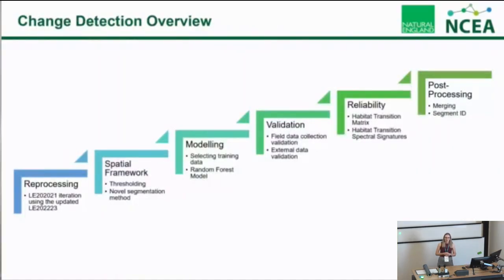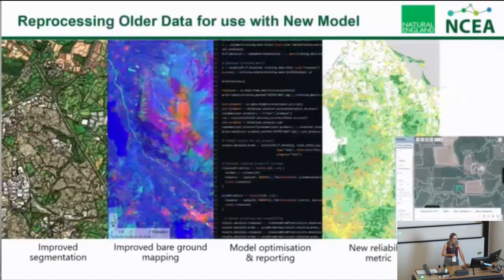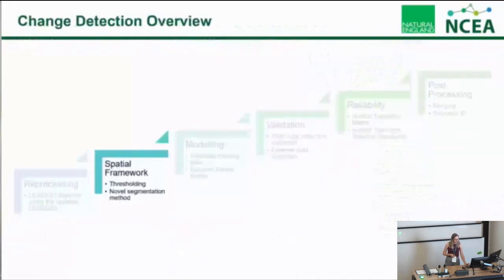This is an overview of the change detection work, and I'll go through this step by step. So first is the reprocessing. We're reprocessing Living England 2020 and 2021 with our new method, so this includes improved segmentation, improved bare ground mapping, model optimization and reporting, a new reliability metric, and a new desktop validation app.